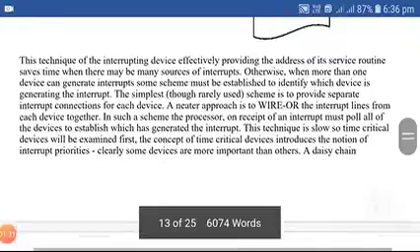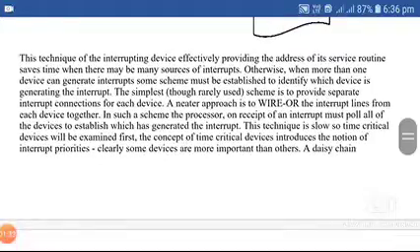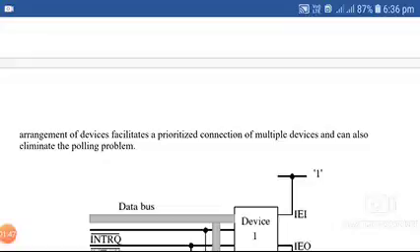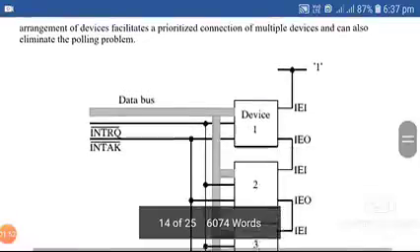This technique is slow, so for time-critical devices, critical devices will be examined first. The concept of time-critical devices introduced the notion of interrupt priorities. The arrangement of devices facilitates a prioritized connection of multiple devices and can also eliminate the polling problem.